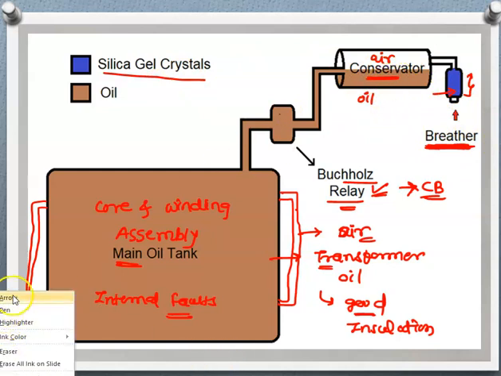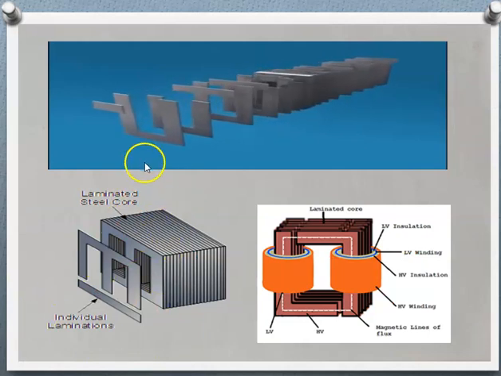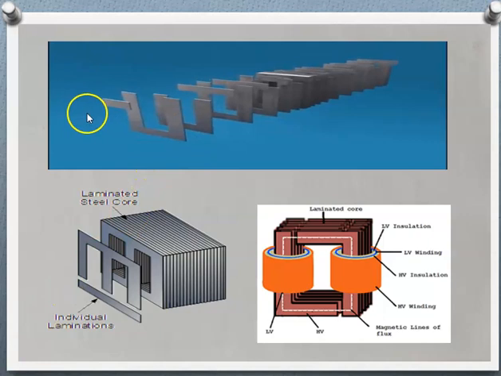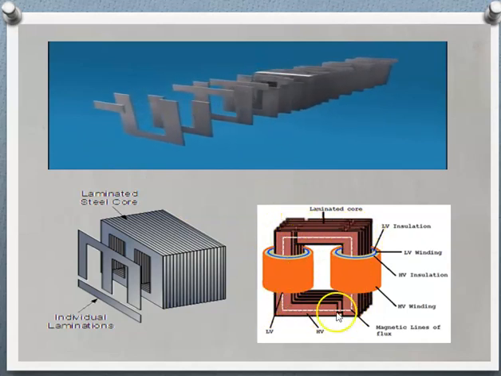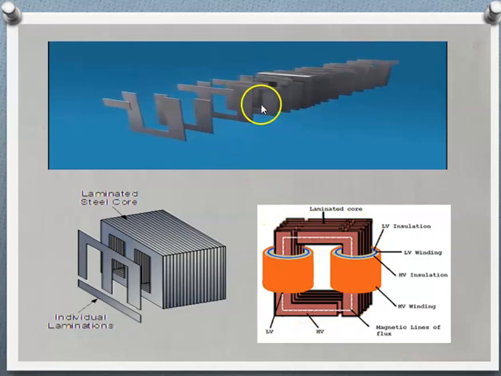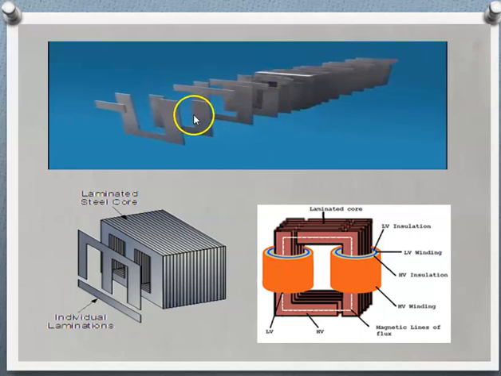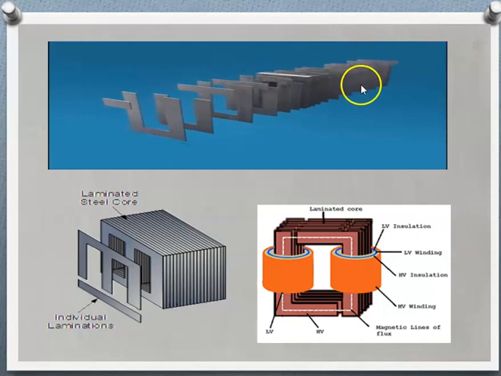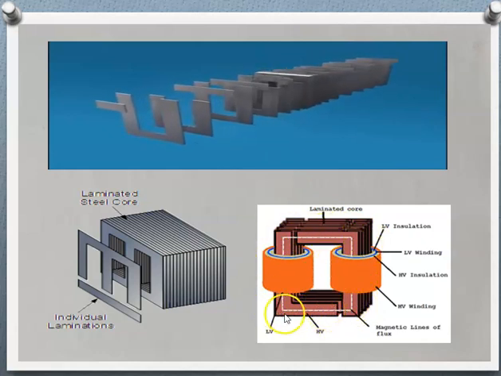Now, let's see, we have seen a rectangular core like this, but it is not a solid piece. It is not a single solid piece. It consists of different laminations which are insulated with respect to each other and stacked properly to get the required length and width of this core.